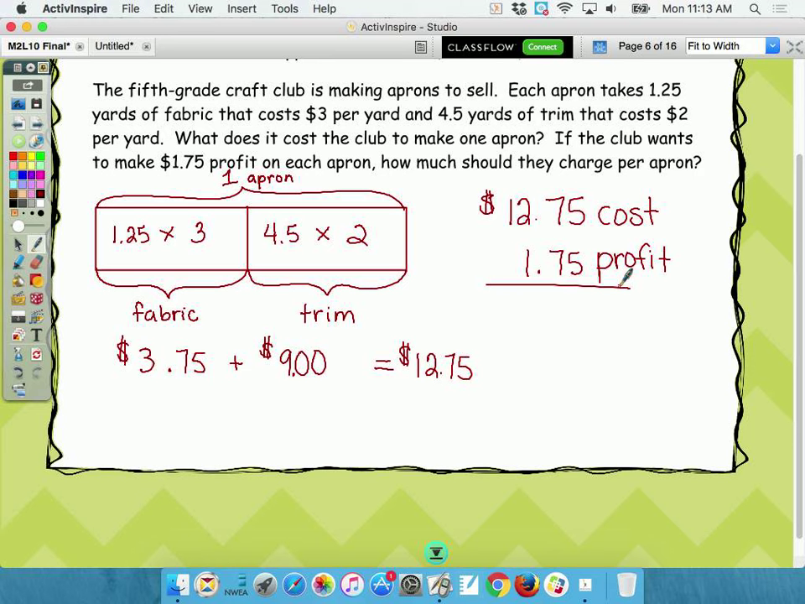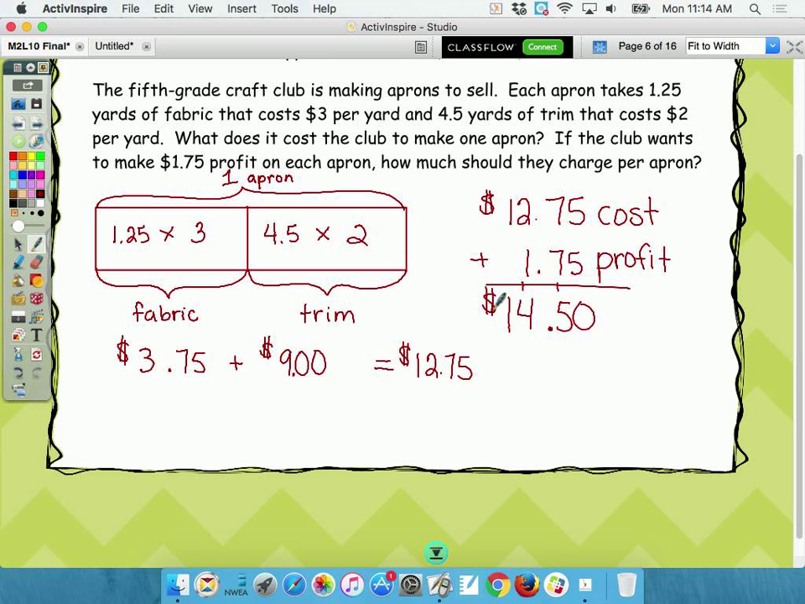Don't shout it out, but what do you think I need to do to figure out how much to charge? Now, do I want my total to be more than this? No. Or less than this? Well, if my total is less than this, I'm going to lose money on every apron I make. So you need to add. If I add, you get $14.50. So they would have to charge at least $14.50 an apron to get their money back and make a little bit of profit. How much would you charge?